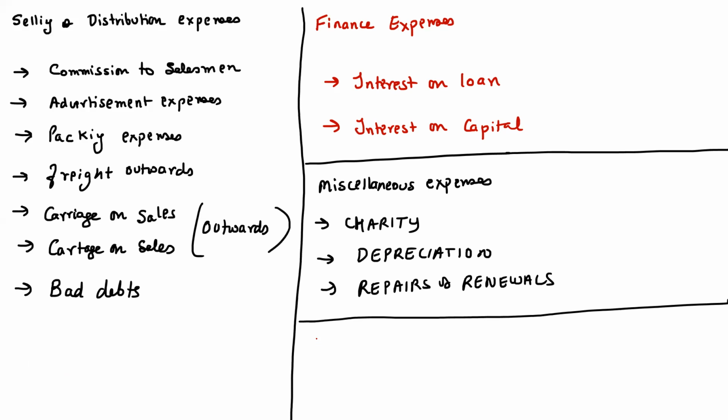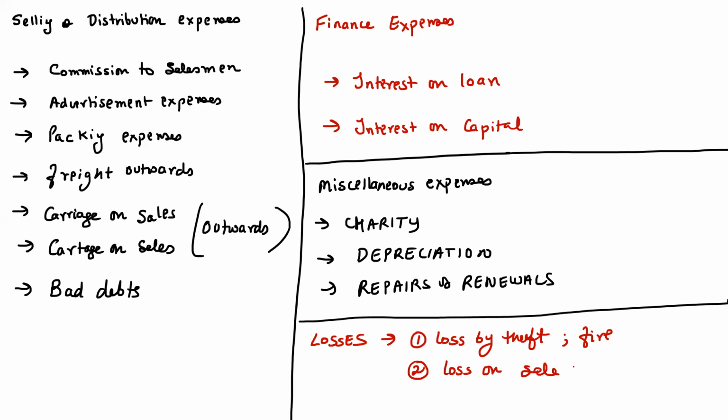Apart from expenses, we also have losses in the business, like loss by theft, loss by fire, loss on sale of fixed assets. Okay guys, all of this comes on the debit side of the P&L account.